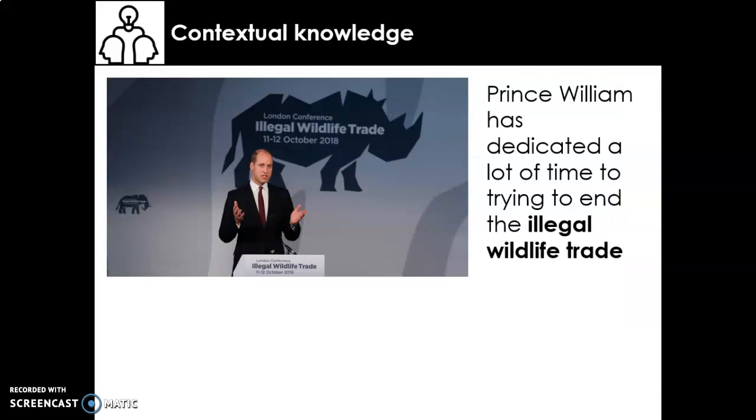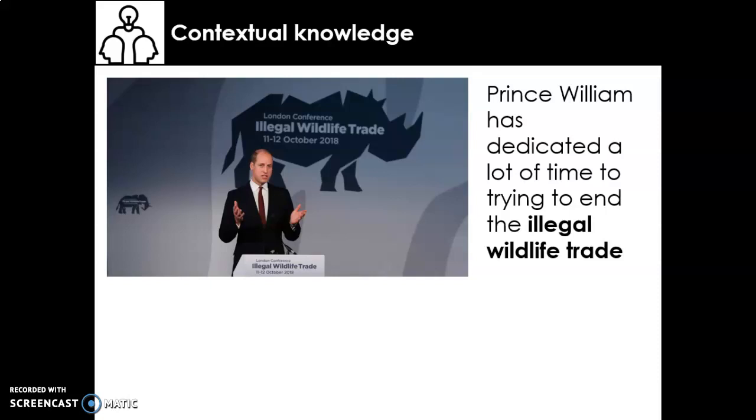So he has dedicated a lot of time to trying to end the illegal wildlife trade. So actually he is passionate about something. He cares about something. What does he care about? He cares about wildlife, and he is passionate about ending the illegal wildlife trade. Now, anything that's illegal means it's against the law. It's something that is unlawful. And trade means the exchange of X for Y. So when we trade, we're exchanging X for Y.